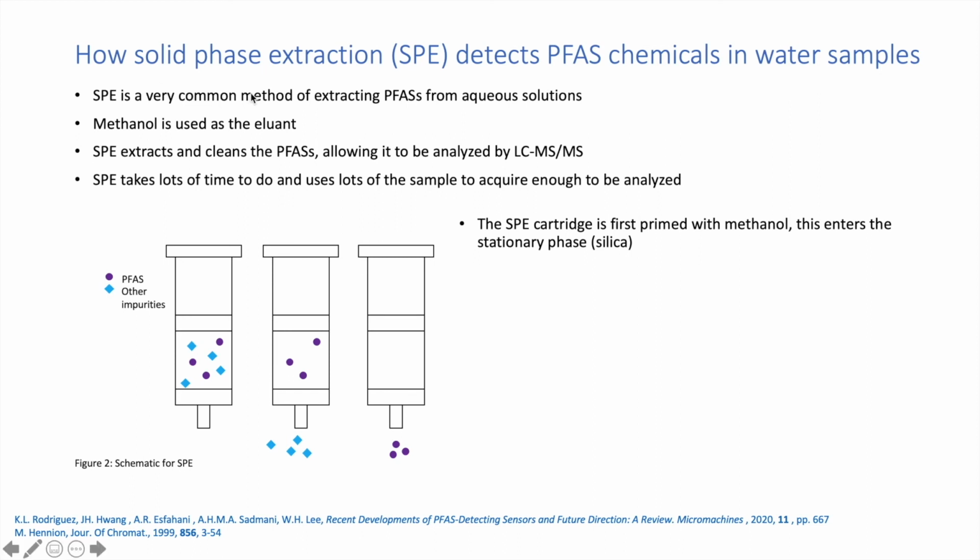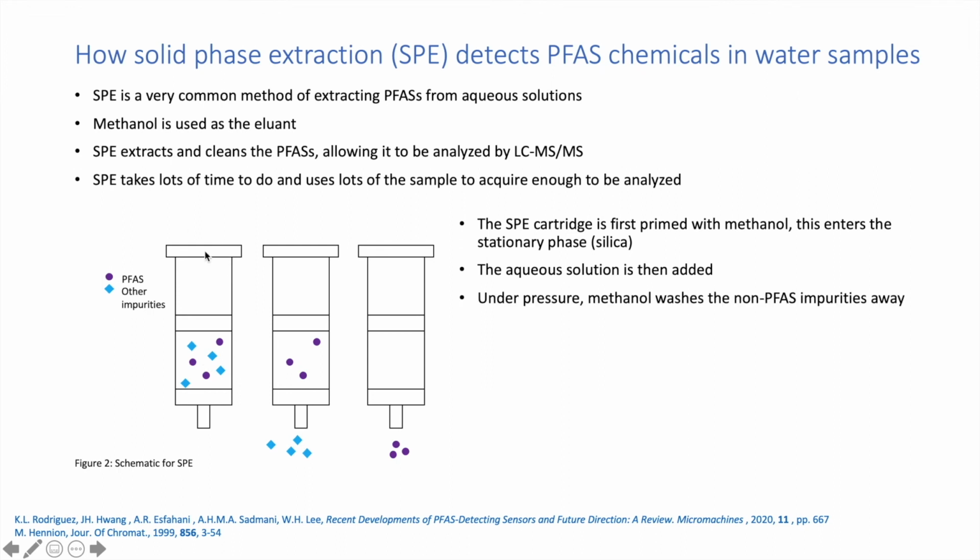But before you add any of your solution to the cartridge, you have to prime it with methanol, and that enters the silica that's in the stationary phase. You can then add your aqueous solution, so that's that there, the PFAS and the other impurities. Now this is under pressure, so methanol is then washed. Methanol is then used to wash away any of the other non-PFAS impurities, leaving just PFAS and methanol in the cartridge.